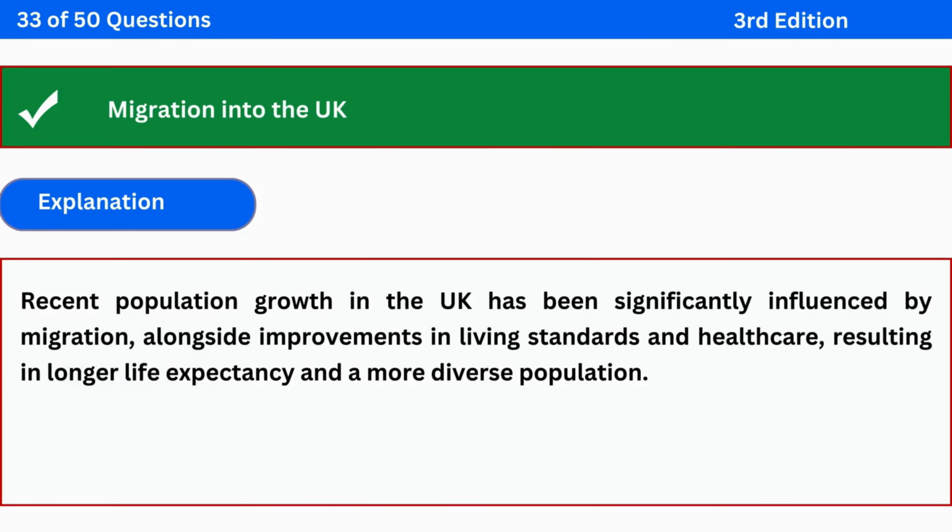The correct answer is migration into the UK. Explanation: recent population growth in the UK has been significantly influenced by migration, alongside improvements in living standards and healthcare, resulting in longer life expectancy and a more diverse population.